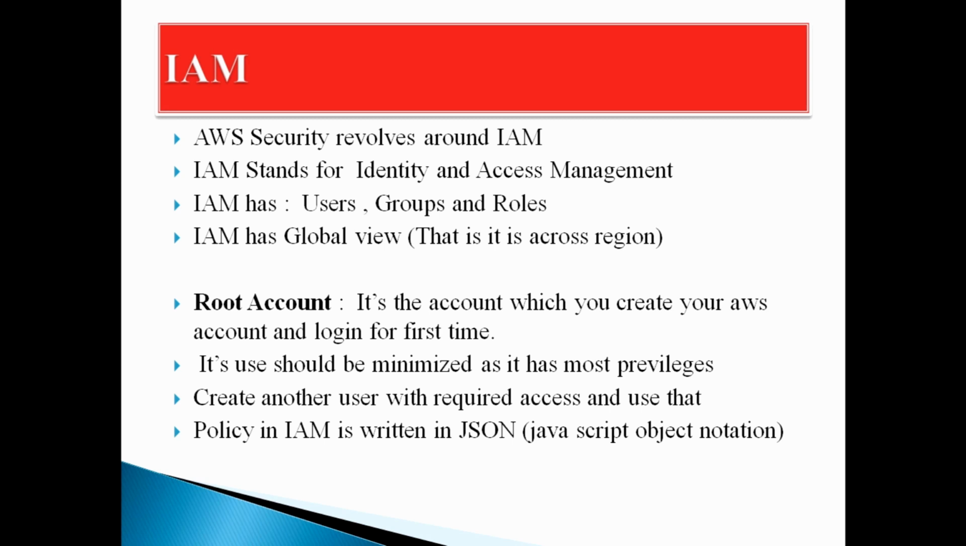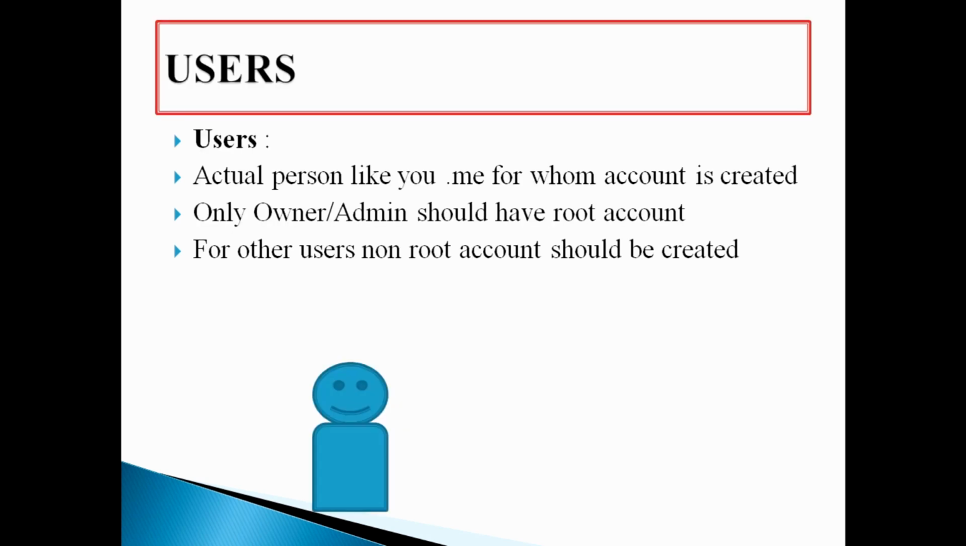In IAM, we have policy documents. Policy documents are written in JSON, JavaScript Object Notation. I'm going to cover all these four things in detail: users, groups, roles, and policies in the upcoming slides.